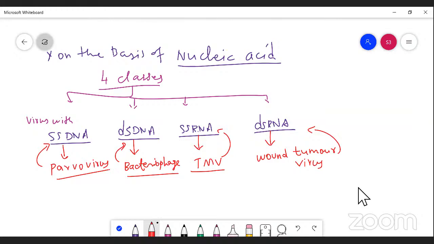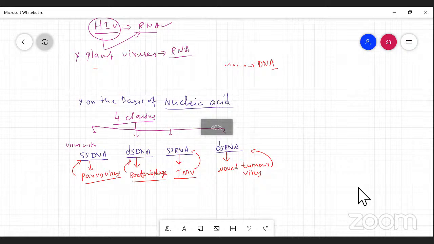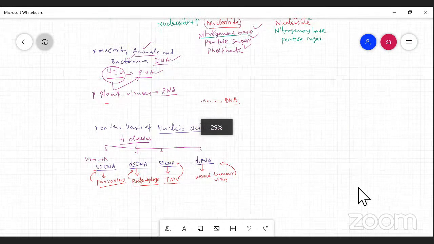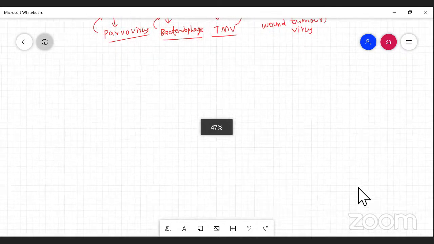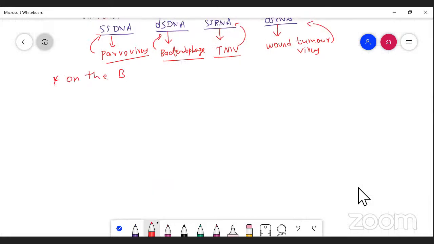Again, the third classification is on the basis of host species, the host specific organism. Some viruses infect animals, some infect bacteria, some infect plants, some infect algae, and some infect only blue-green algae. These are based on host specific organisms.